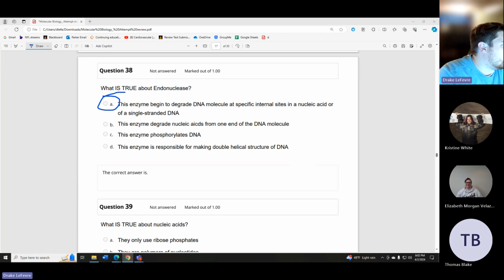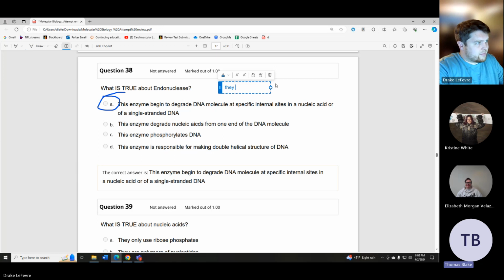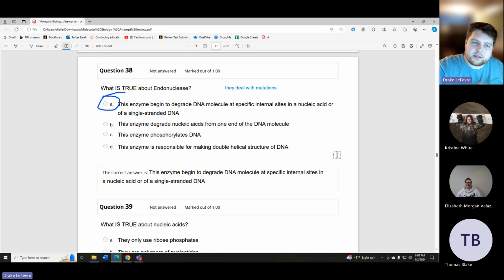What is the purpose? Why do we have endo and exonucleases? What's their job? What do they deal with? With mistakes. I don't know. Yeah, that's correct, with mistakes, with mutations. So anytime, like earlier, we talked about what's the name of the type of mutation when one single base pair changes? Point. A point mutation. Yeah. Good.